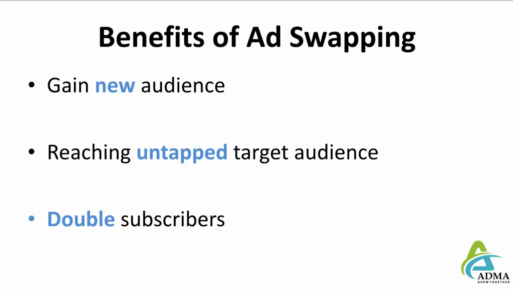Keep in mind that you are approaching the audience from the other marketer. Hence, your product and the other marketer's product must share similarities of some sort. Their audience is your target audience that you have not been able to reach before. By doing an ad swap, you're able to reach that untapped target audience. Furthermore, ad swapping could generate up to double your subscribers if it's done right.